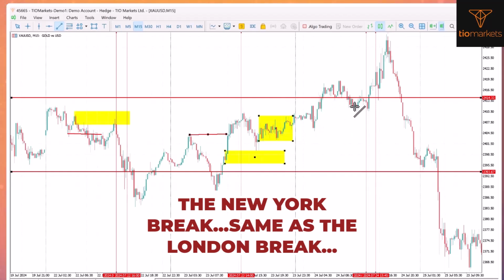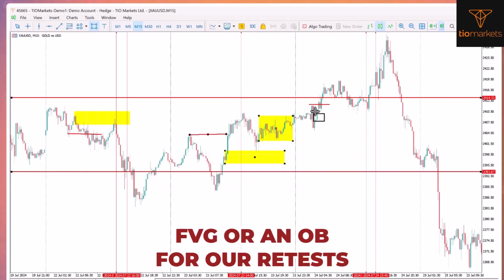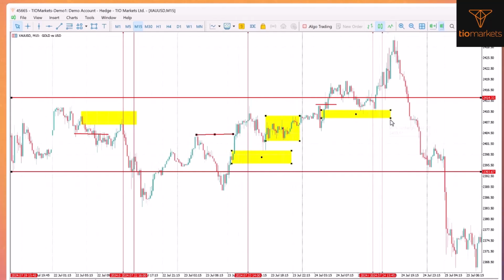So this is another day, and the Asian session was just consolidating, and we have the London breakout here, taking out this high, and price goes up. And what is happening is we have a fair value gap. Remember, we can use a fair value gap or we can use an order block. So in this case, we have a fair value gap because we don't have a very good order block to use. So remember, we use the best setup available, order block or fair value gap. So we have a fair value gap in this area.